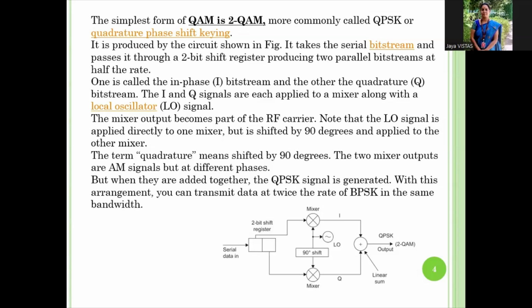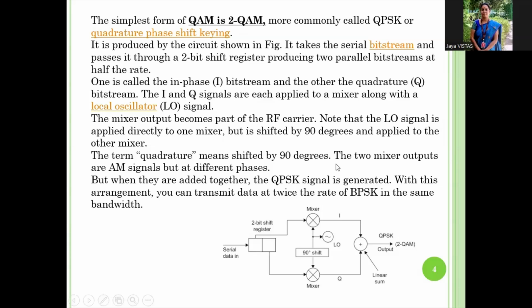Note the LO signal, the local oscillator signal, is applied directly to one mixer, but it is shifted by 90 degrees and applied to the other mixer. The term quadrature means shifted by 90 degrees. The two mixer outputs are AM signals, but at different phases. When they are added together, the QPSK signal is generated. With this arrangement, you can transmit at twice the rate of BPSK in the same bandwidth.